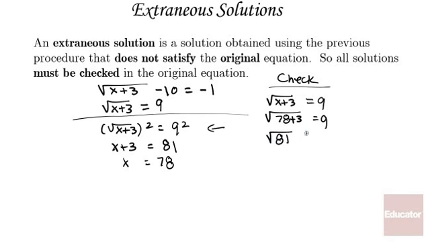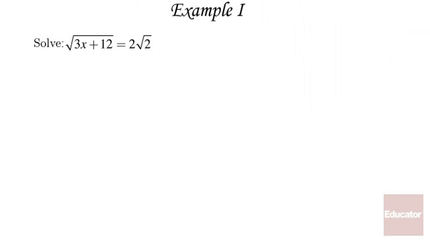So this is the square root of 81 equals 9, and that is true. The square root of 81 is 9, and 9 equals 9, so this is valid. That means that x equals 78 is a valid solution to my original equation, not just a valid solution to my created equation. So it's extremely important to check your answers. Previously, it's always a good idea to check your solutions back in the original equation, but here it's mandatory. Otherwise, you have no way of knowing if the solution you have is a valid one or an extraneous one.